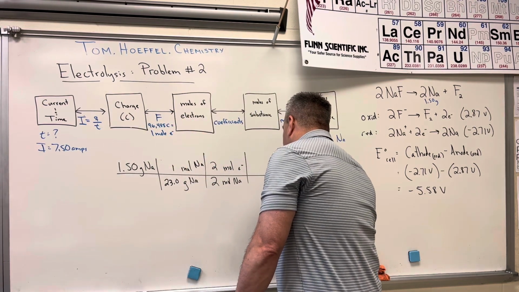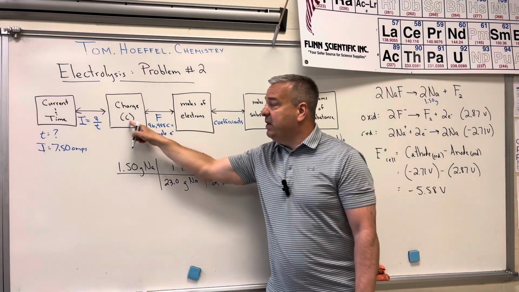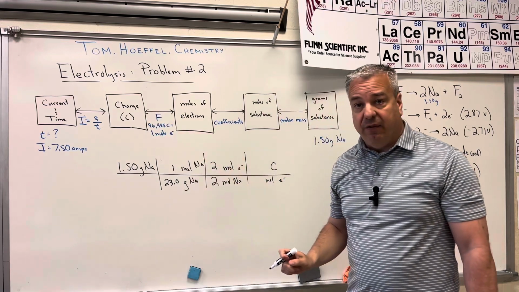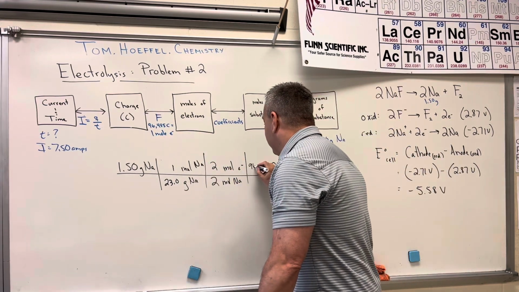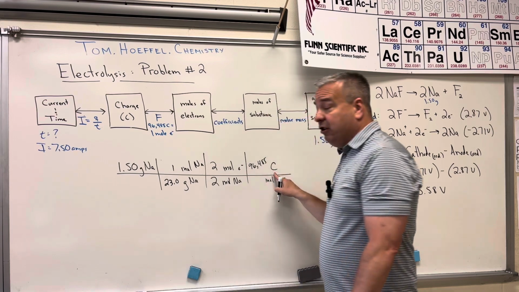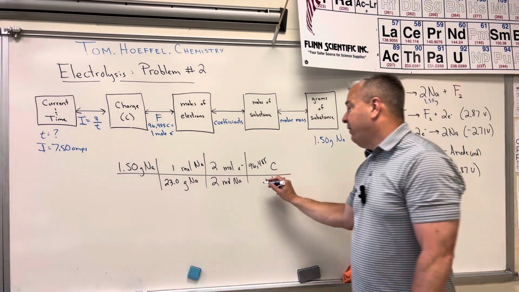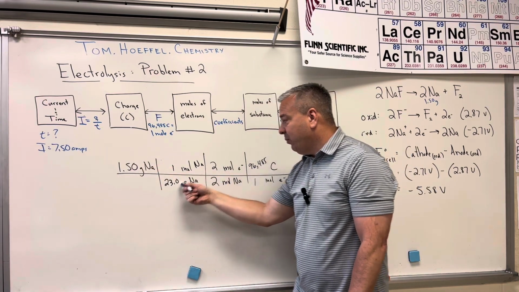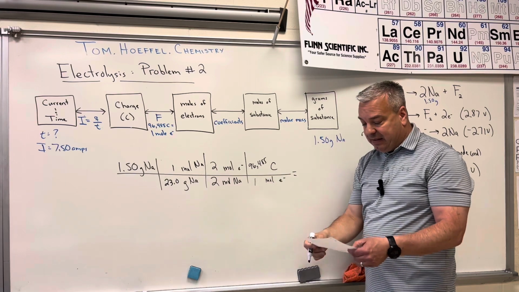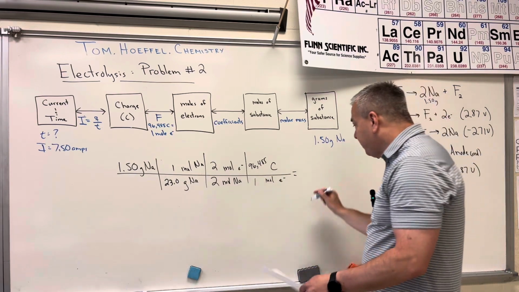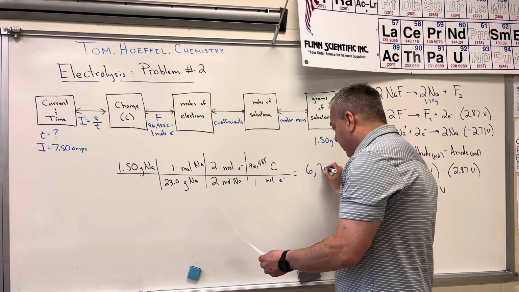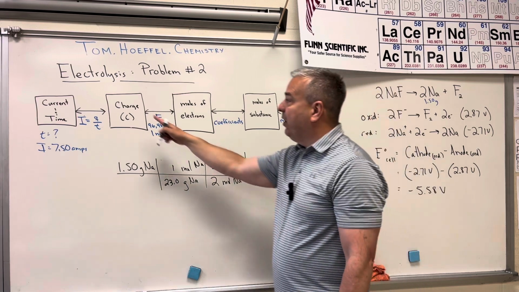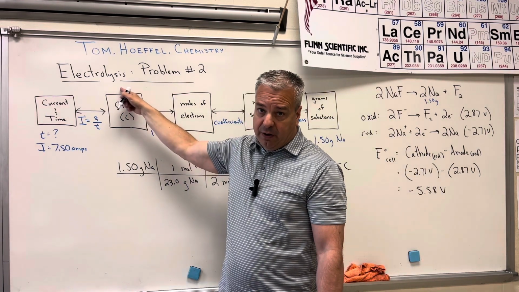Then I'm going to go from moles of electrons to charge, and that charge is always in the unit of coulombs. We're using Faraday's constant to do that conversion, and that says that there's 96,485 units of charge, or coulombs of charge, for every 1 mole of electrons. So I'm going to take my 1.5 divided by 23 times 2 divided by 2 times 96,485, and I get a total charge of 6,292.5 coulombs of charge. So I'm right here as far as the boxes.